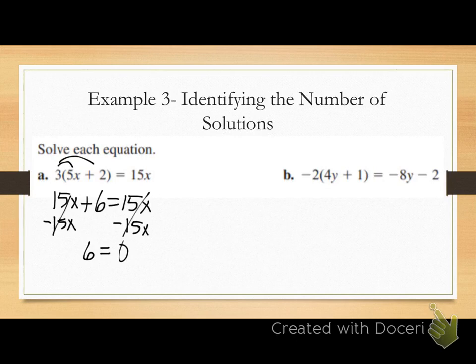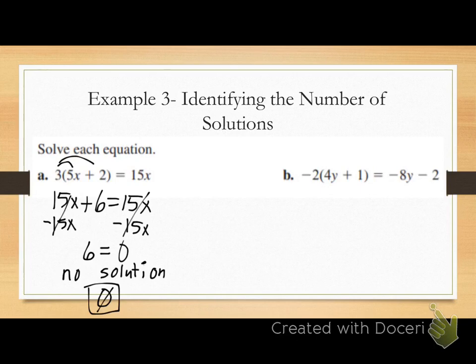Okay? 6 equals 0. Is that a true or false statement? False. 6 does not equal 0, does it? So what do you think it's going to be here? Infinitely many solutions or no solution? No solution. If I get a false statement after my variables cancel each other out, I get no solution, which you can write out. Or we have this symbol, a 0 with a slash through it. That means no solution as well.